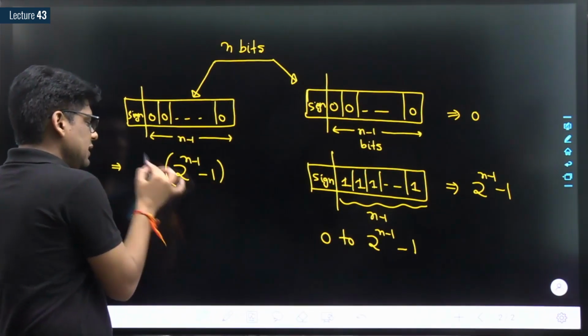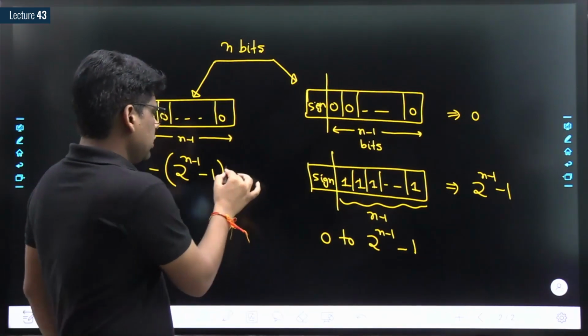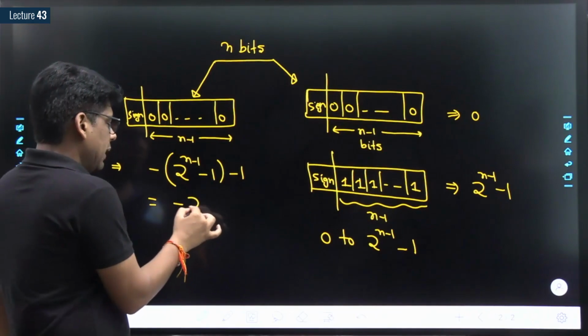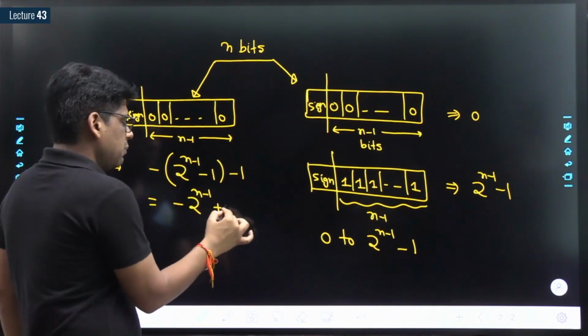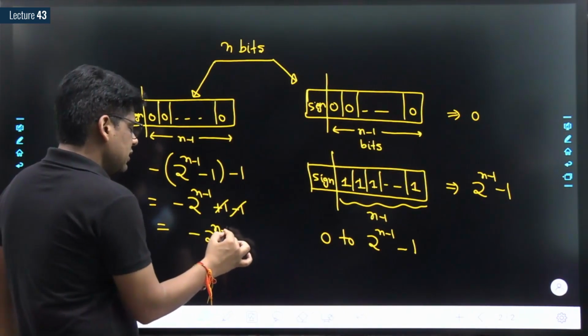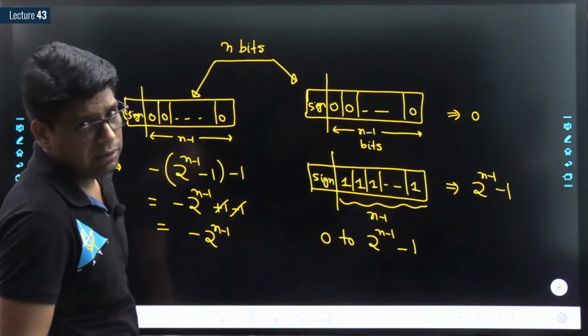But, sir, these are negative, and we always put an extra minus 1. So what is the value? What is the minimum value? Minus of 2 to the power n minus 1, minus 1, plus 1. That means the minimum value in negative is nothing but minus of 2 to the power n minus 1.